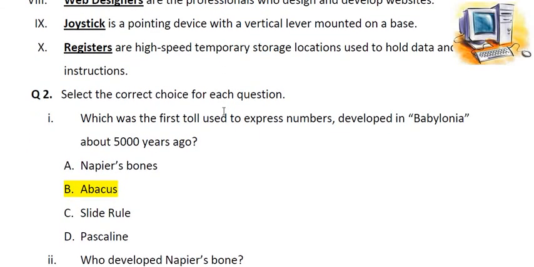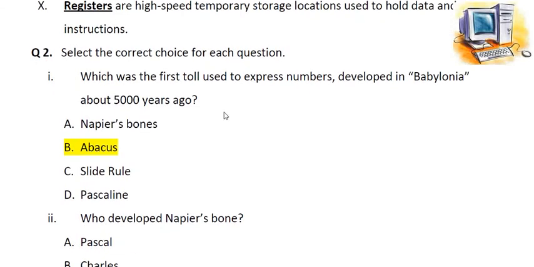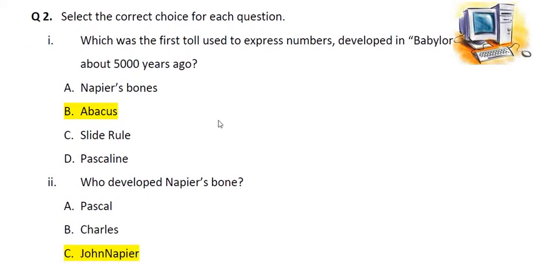Question number 2 is select the correct choice for each question. So the first MCQ is which was the first tool used to express numbers developed in Babylonia about 5,000 years ago? That is abacus. So option B is the correct option. The correct options are highlighted with yellow color.